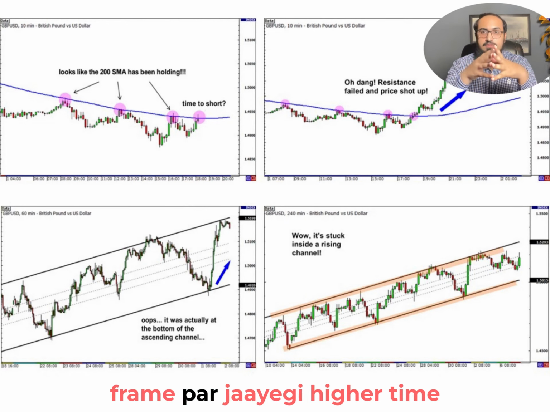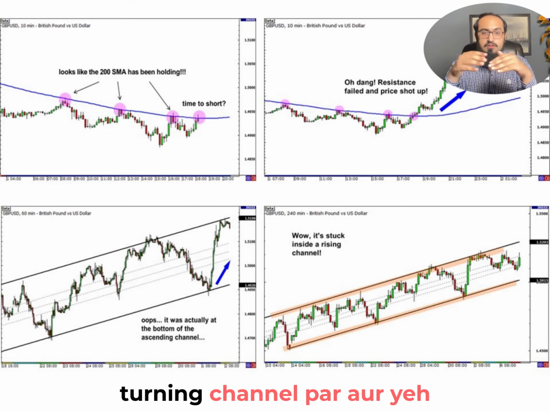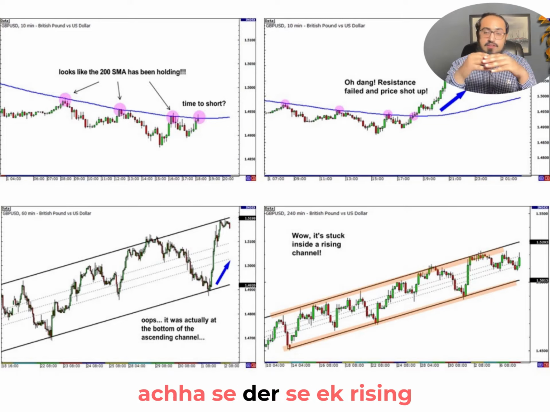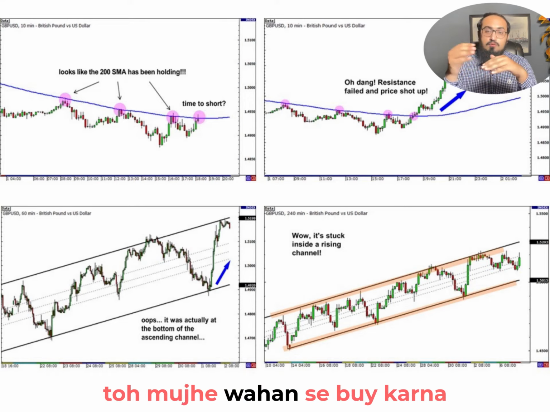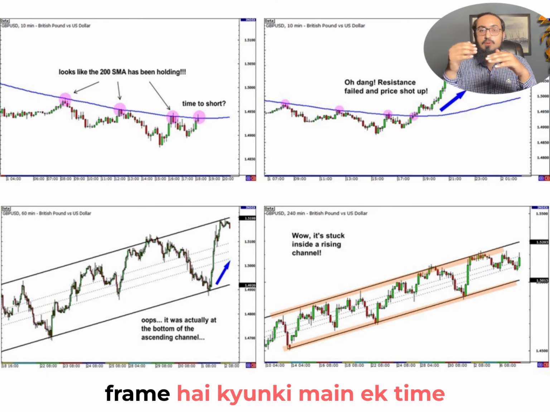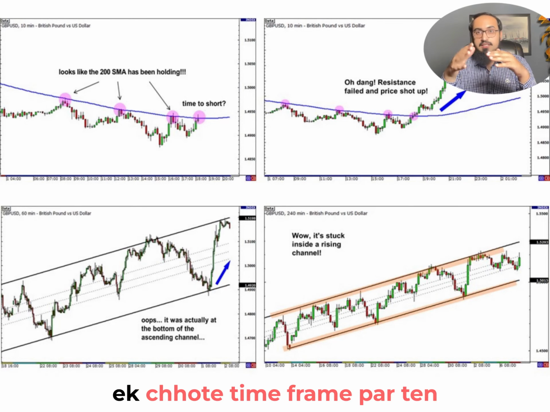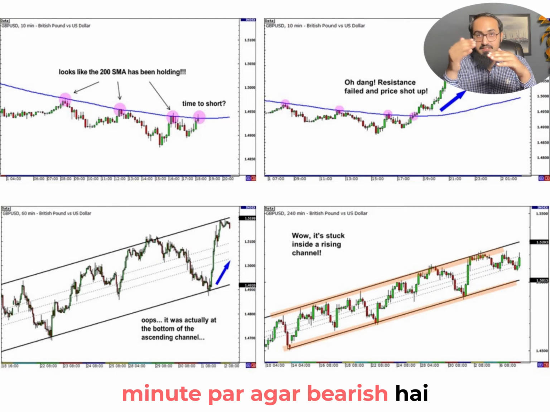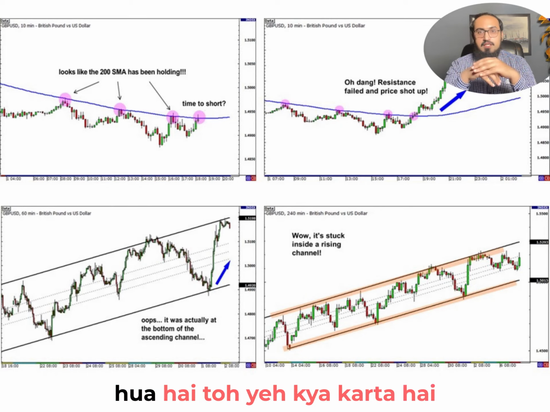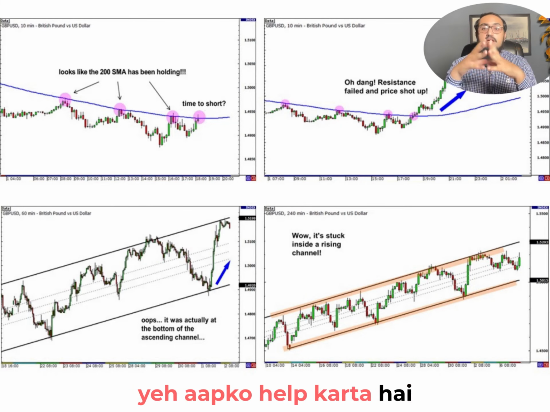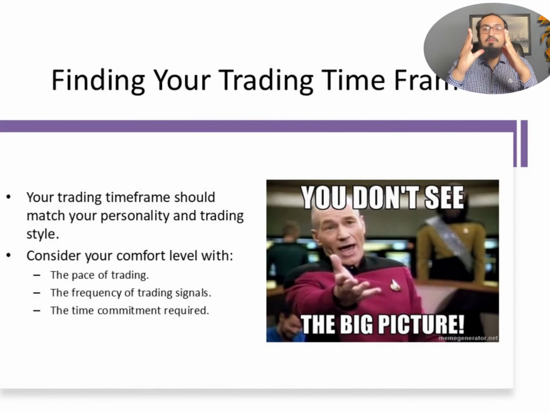We will go to the higher time frame. What did we find out in the higher time frame? It was at the bottom of a bullish channel, in a rising channel for quite a while, meaning it is running in a bullish trend. So I had to buy from there, but I was using one short time frame. I couldn't understand that if on a small time frame of 10 minutes there is a base, on the 4 hours it is in a completely bullish area. So what does this do? It helps you.